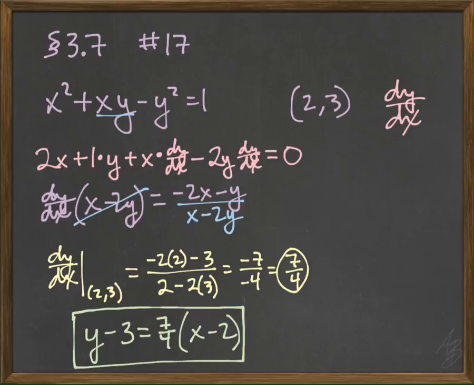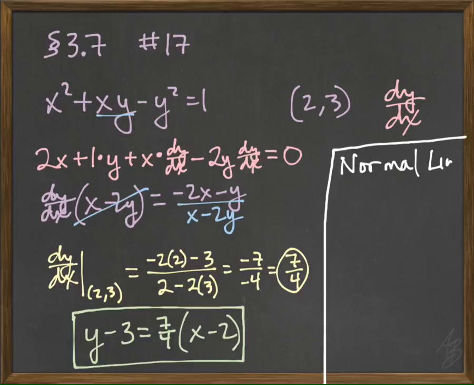How about the normal line? Yeah, so we would use the same point, but we would use the opposite reciprocal slope. So the normal line would be y minus 3 equals what? Negative 4/7 times (x minus 2). And again, you could write it in slope-intercept form if you wanted, but I don't want to. I like it like this better.